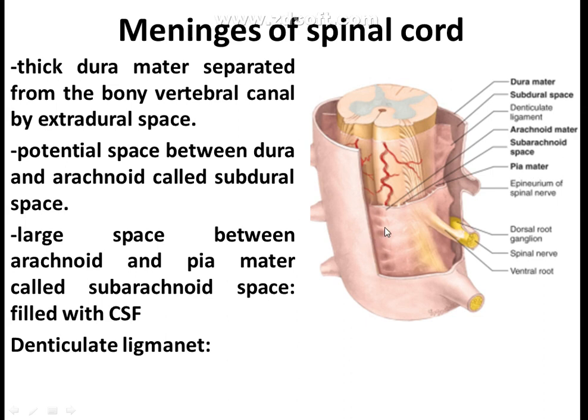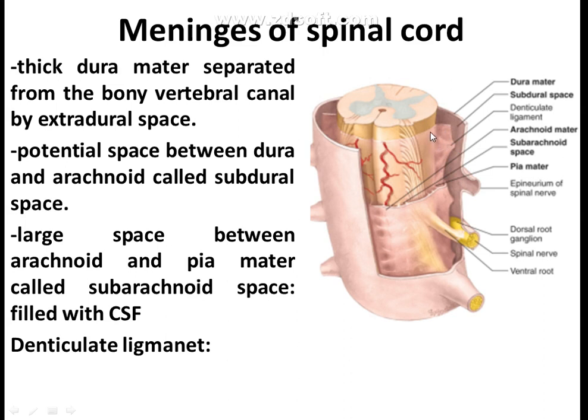And the space between the arachnoid and the dura is the subdural space, which is a potential space. You can see that the pia that is closely adherent to the cord, to the tissue of the spinal cord, shows a lateral extension, just like a tooth-like extension of the pia.